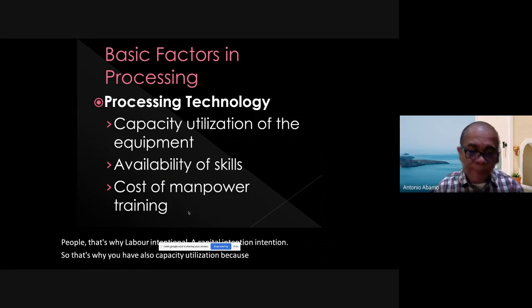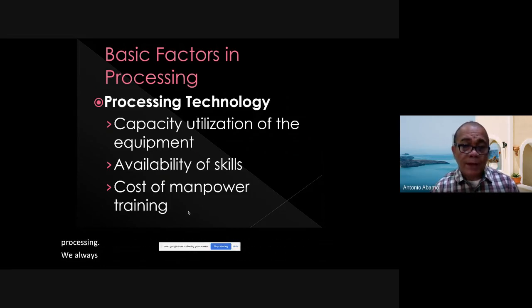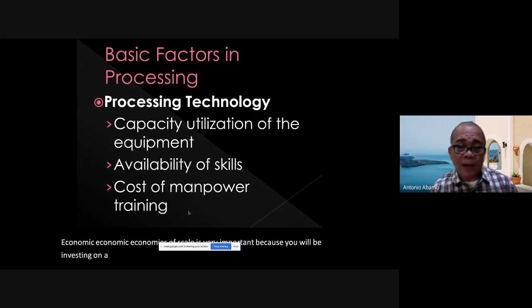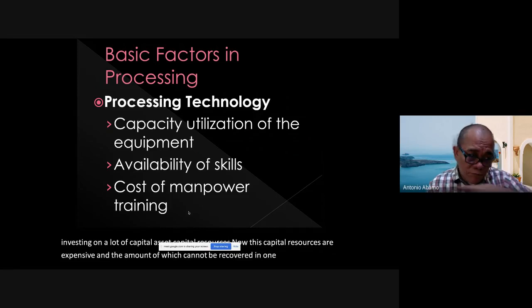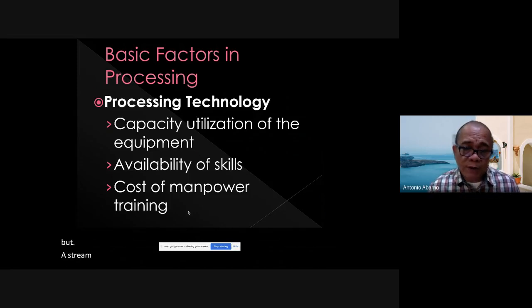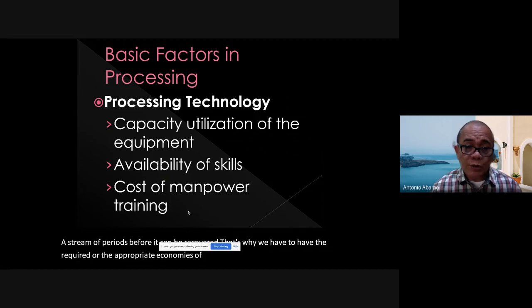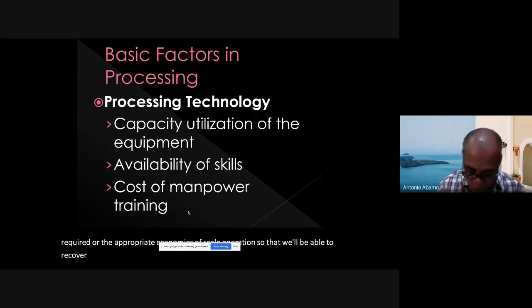Because when you go into processing, we always assume that you have a huge market. In other words, why? Because economies of scale is very important, because you will be investing on a lot of capital asset, capital resources. Now, these capital resources are expensive, and the amount of which cannot be recovered in one production cycle, but a stream of periods before it can be recovered. That's why we have to have the required or the appropriate economies of scale operation, so that we'd be able to recover our investment when we do processing.